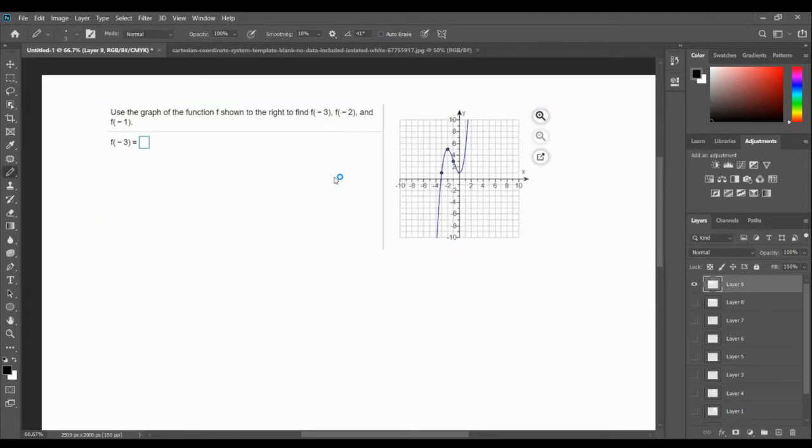Like I say, I'm not going to try to find the equation that goes with this, but we need f of negative 3. So I come over to negative 3, which is here, up until I get to the graph, come across and read the y value. That looks like it's a 1. So f of negative 3 is 1. F of negative 2, I come over to negative 2 on the x, go up or down until I get to the graph, come across to the y value. That looks like a 5.